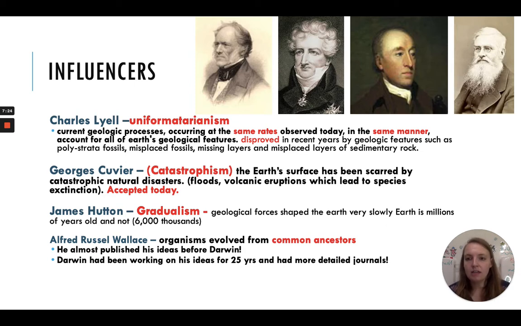Okay, our next influential scientist was Georges Cuvier. So he came up with this idea of catastrophism. All right, and that's the idea that the Earth's surface has been scarred by natural disasters, floods, tsunamis, volcanic events that cause things to go extinct, that it's possible for animals to go extinct.